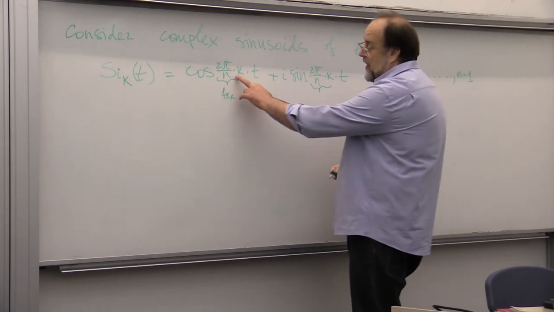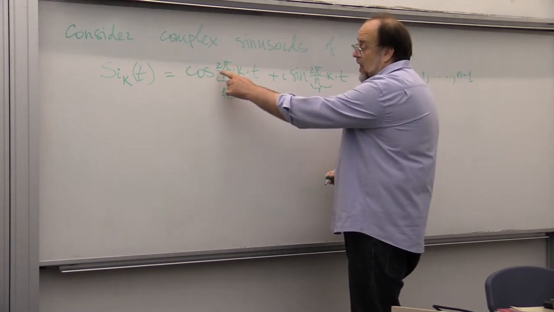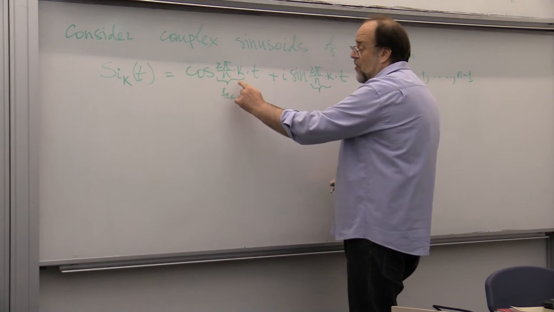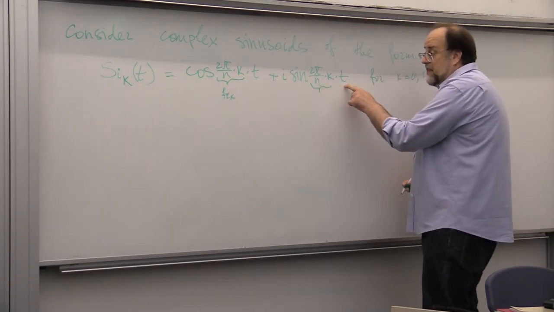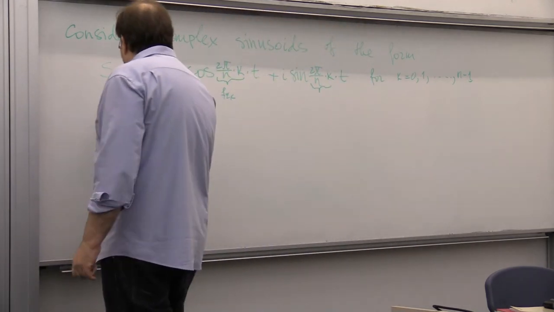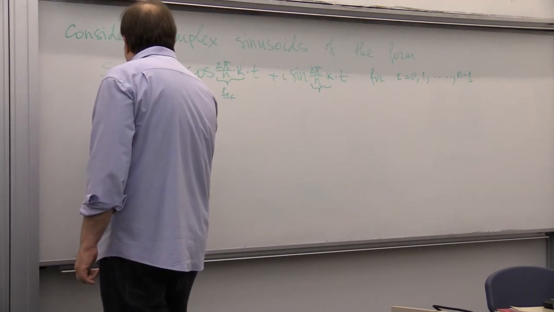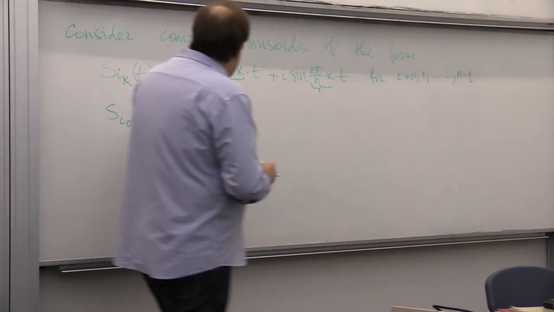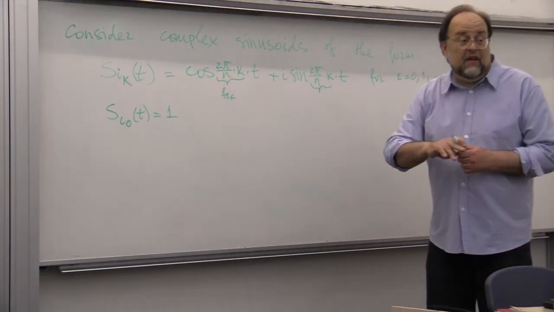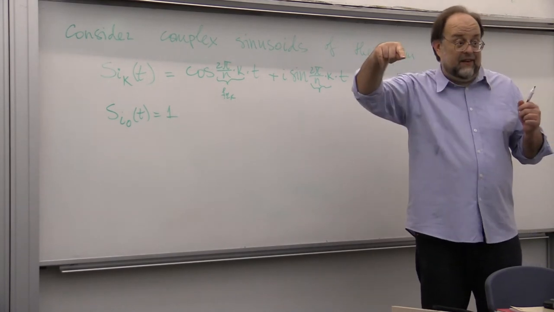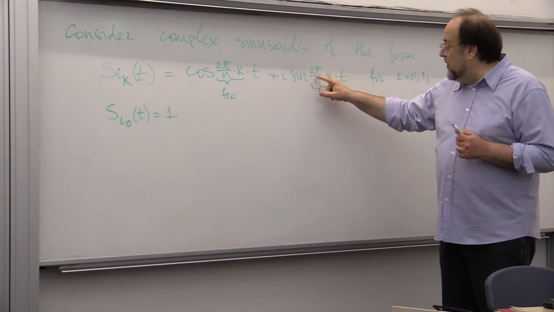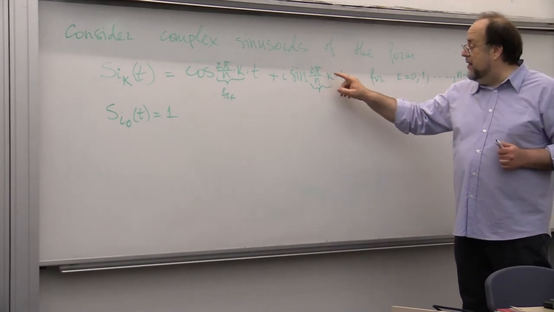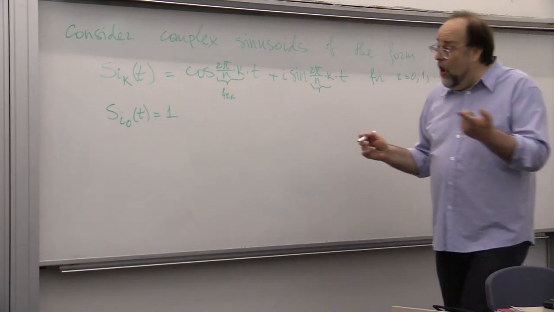Notice as k grows, k starts with 0. When k is 0, this will be 0. Cosine of 0 is just 1, and the sine part will be 0. So you can immediately see that Si 0 of t is just the constant function 1. And then as k grows, these oscillations become faster and faster. The first one is with frequency 2 pi over n, the last one will be, of course, 2 pi over n times n minus 1.